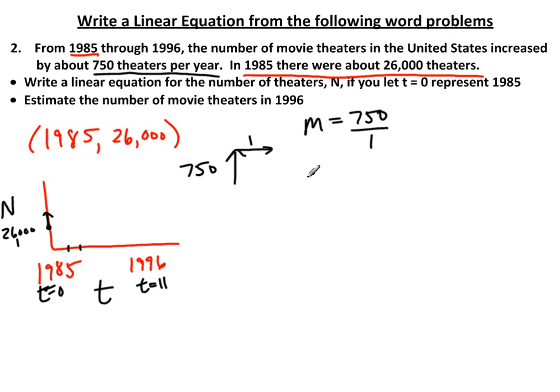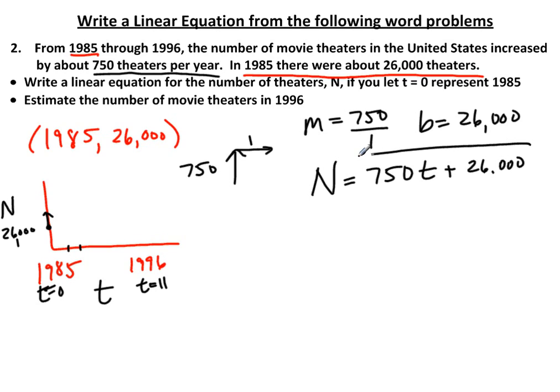So now I can write an equation, because isn't this just my y-intercept? So I know my m is 750, my b is 26,000. So when they ask me to write a linear equation, I'm not using y, I'm using n is equal to my slope times x, which is t, plus my y-intercept. And then they also ask a follow-up question. Estimate the number of movie theaters in 1996.